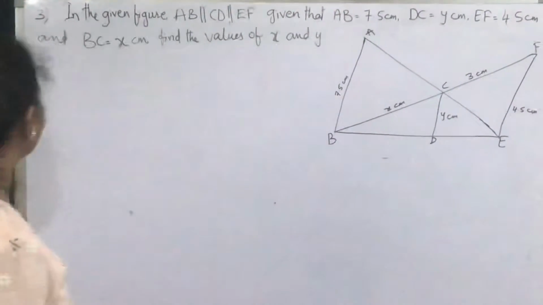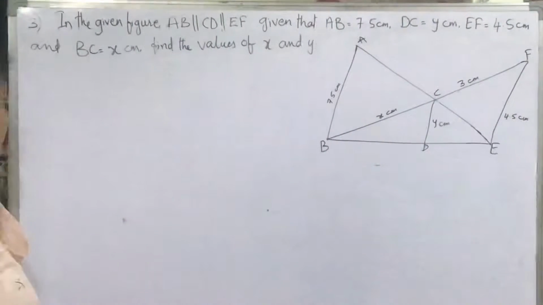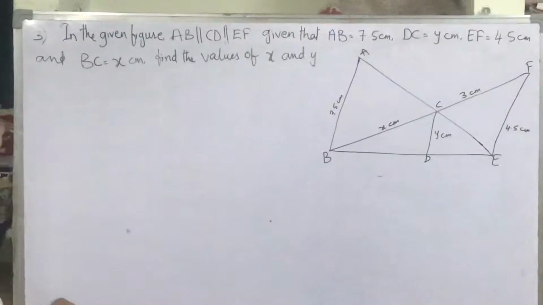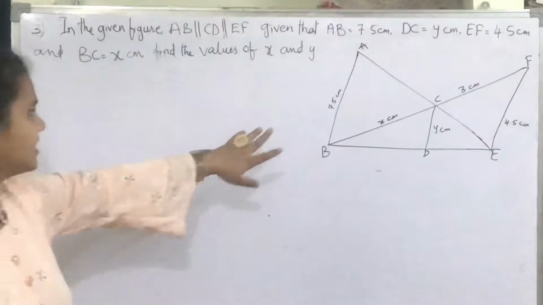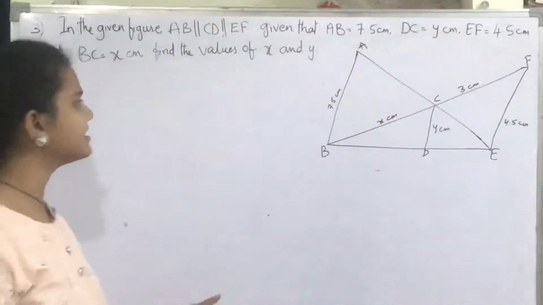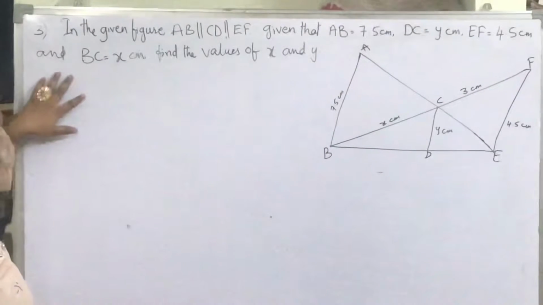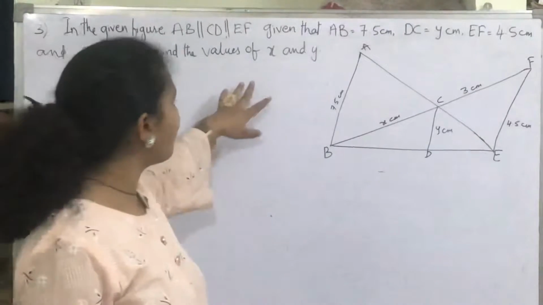Start with the third question. Here you have, in the given figure, AB is parallel to CD, CD is parallel to EF, where AB, CD and EF are parallel to each other. Given that AB equals 7.5 centimeters, DC equals y centimeters, EF equals 4.5 centimeters, and BC equals x centimeters. Find the value of x and y.